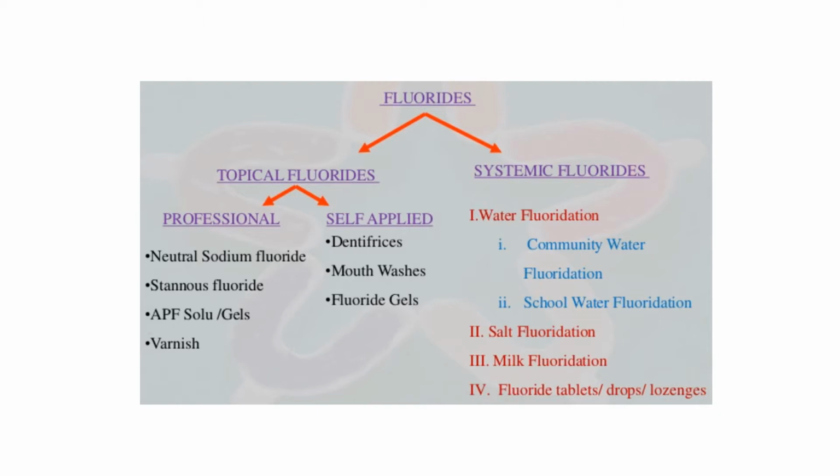Fluorides are available in two forms, that is topical fluorides and systemic fluorides. Topical, as the name says, is where you apply the fluorides topically, directly on the teeth. Systemic is when the fluorides circulate through the bloodstream and then go towards the teeth. Topical fluorides are again divided into two types, professionally applied and self-applied.